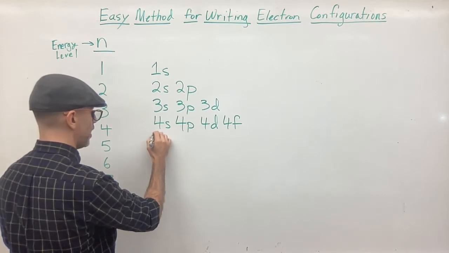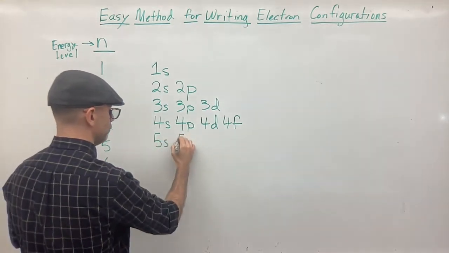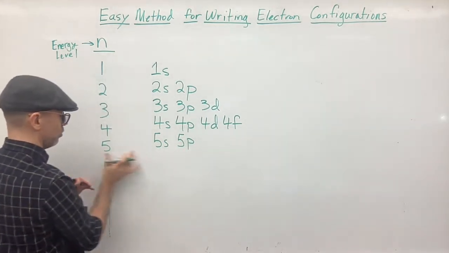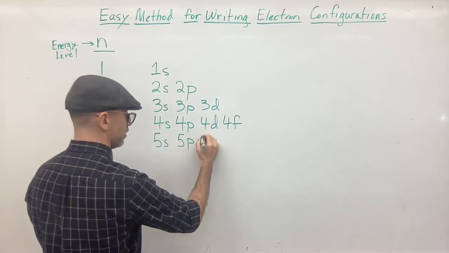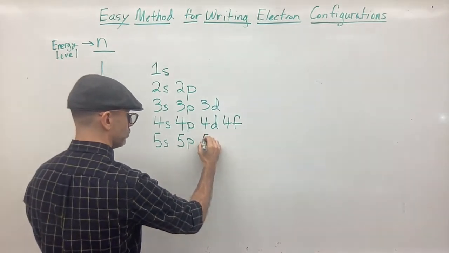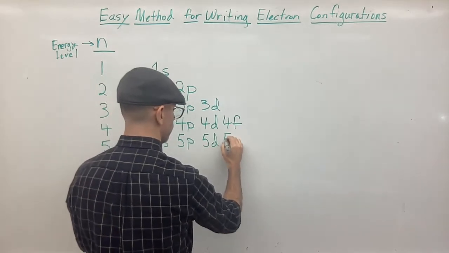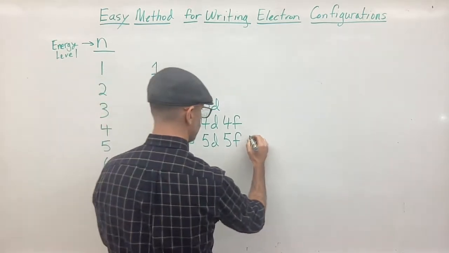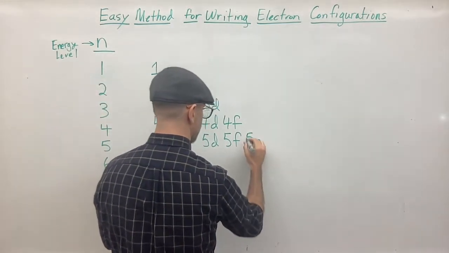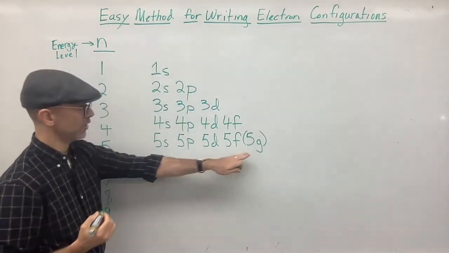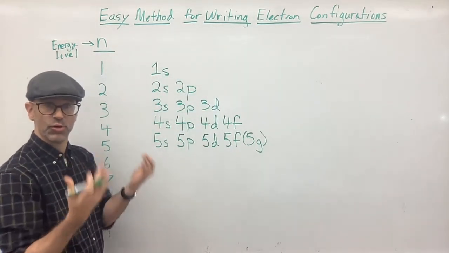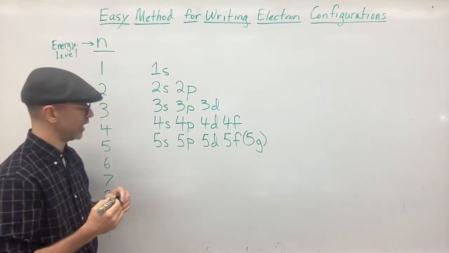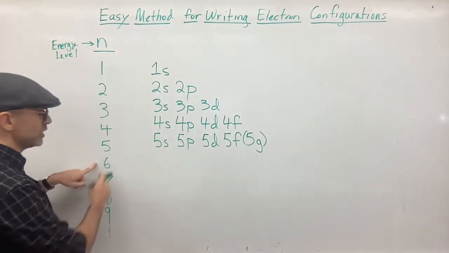So here would be 5S, 5P. So all of the sublevels here would have a 5 because they're in the 5th energy level. So this would be 5D, 5F. And if we're continuing the alphabet, next would be G. So this would be 5G, and I'll put parentheses around that to identify that that's a hypothetical. We don't know of that existing, but there's no reason why we couldn't discover that in the future. And then we just keep going on.